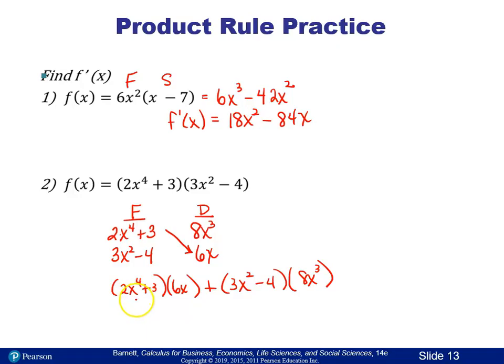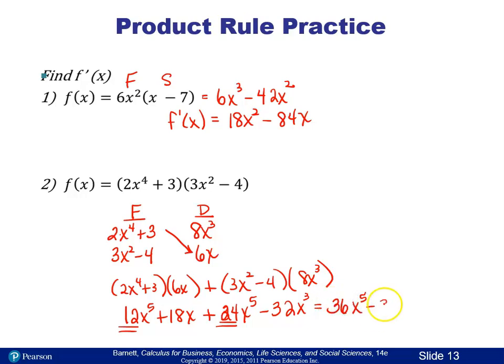Okay, we'll distribute here, so 12x to the fifth plus 18x. Distribute here, so I have 24x to the fifth minus 32x to the third. Okay, combine our like terms together. So I've got some x to the fifth. That'll give us 36x to the fifth minus 32x to the third plus 18x.